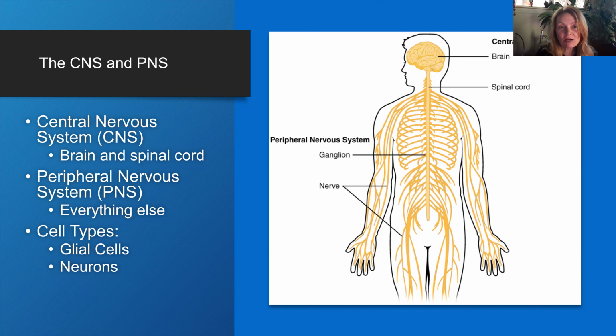If we talk about nervous tissue, you remember that tissues are made of cells. So what cells make nervous tissue? We have neurons and what we call glial cells or neuroglia.